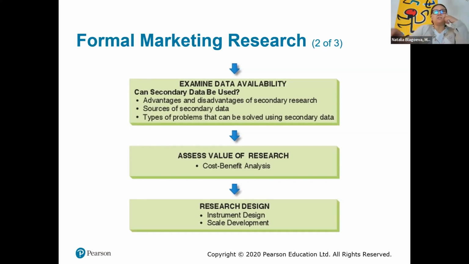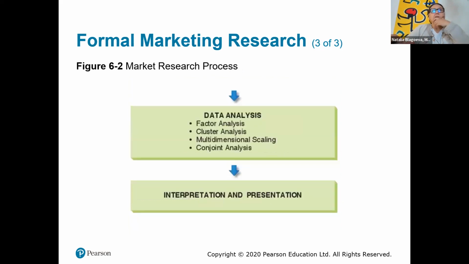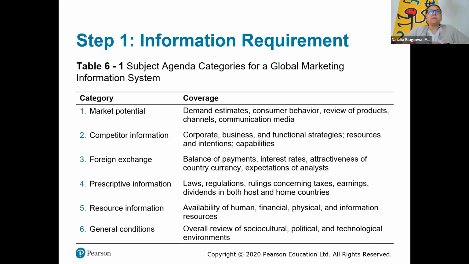The next stage here is to assess the value of research. We can do cost-benefit analysis. We then need to design our research. So here we're going into primary research. In other words, we're preparing to collect data directly from the market. The next stage is data analysis. So how can we interpret the data we found, and how can we make sense of it? There's a number of analyses we can use, and then interpretation and presentation.